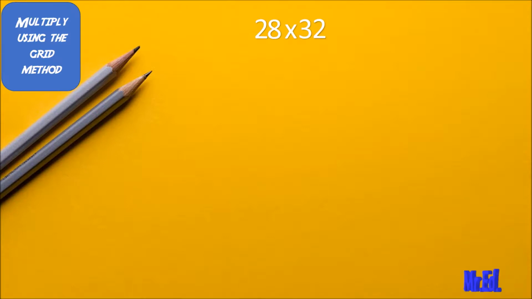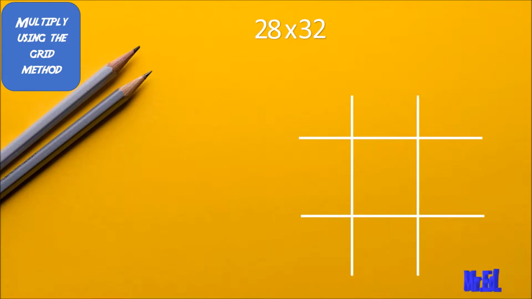Before we do that, we need to draw a grid. Now this grid looks a little bit like a noughts and crosses grid or a tic-tac-toe grid. In the top left hand corner we put a multiplication symbol. Then we're going to partition our first number. So the first number is 28.